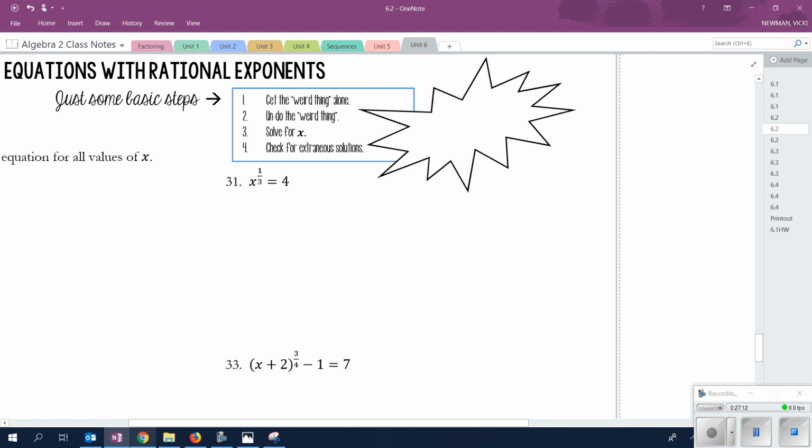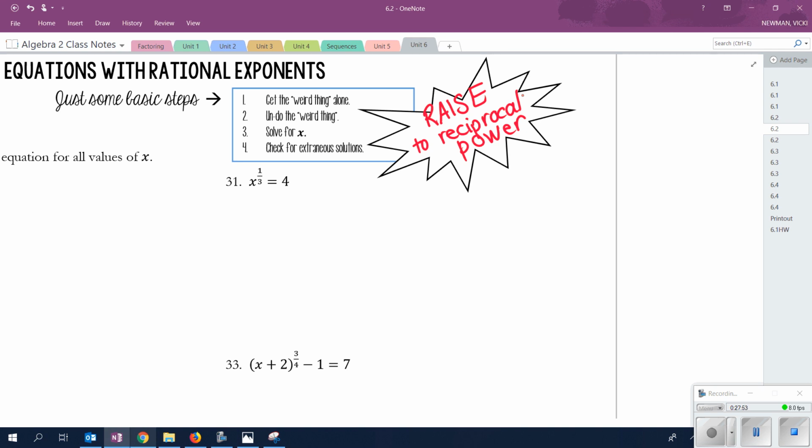Undo the weird thing. How do we undo a fractional exponent? What do we use? So I want you to say the words: raise to the reciprocal power. What a lot of you will say is, you multiply. False. You don't multiply by the reciprocal. You raise to the reciprocal power, and because you're doing power to a power, you multiply the exponents, right? But what you mean and what you say have to be the same thing.